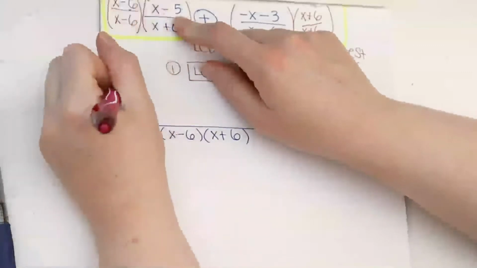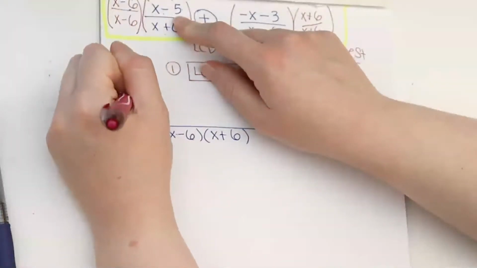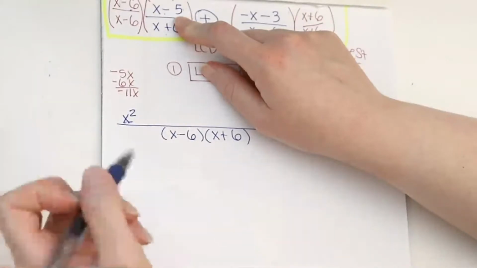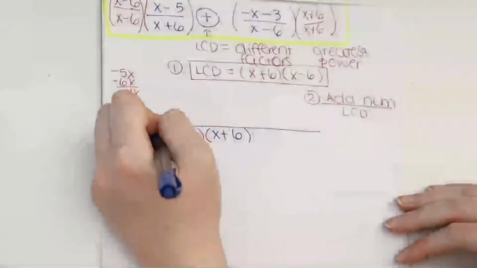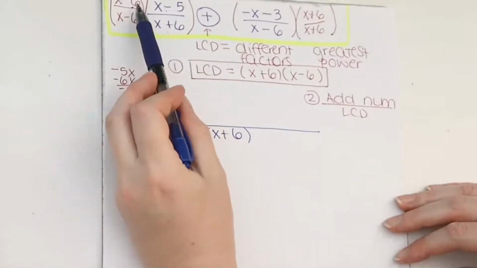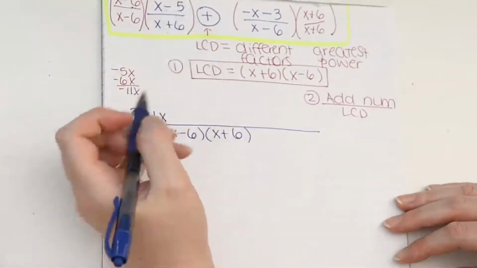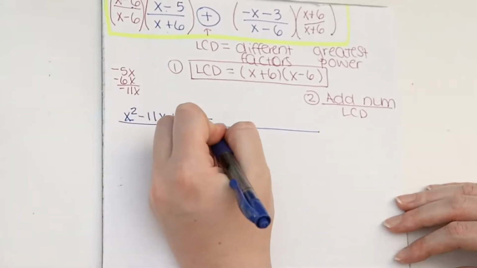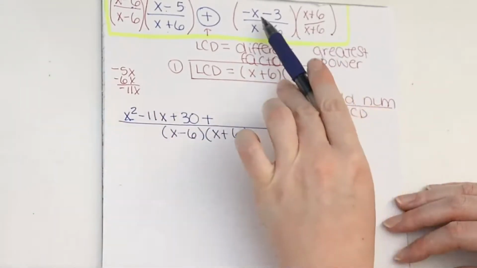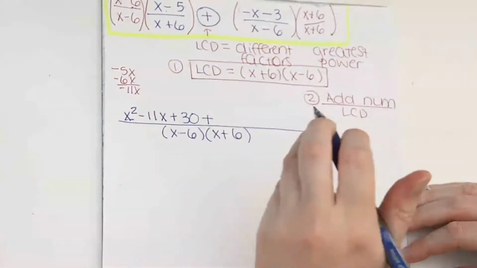5x minus 6x gives you a negative 11x. So we have x squared minus 11x, and then the negative 6 times negative 5 gives us a positive 30. And then we have plus, and then we'll FOIL out the second fraction's numerator.